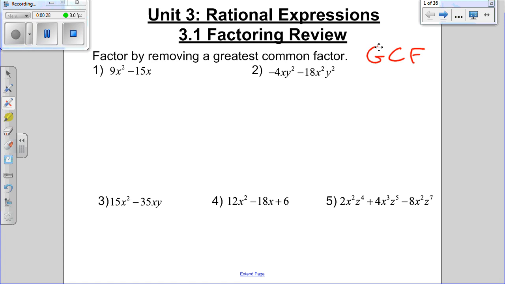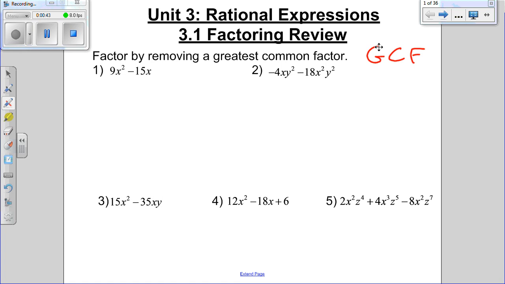It's also the easiest step to every factoring problem, and it's always the most forgotten step of every factoring problem. So people just seem to whiz by the greatest common factor and don't even do it because they learn these harder techniques and then they try to do those first. Greatest common factor has to be the first thing you try every time you factor.